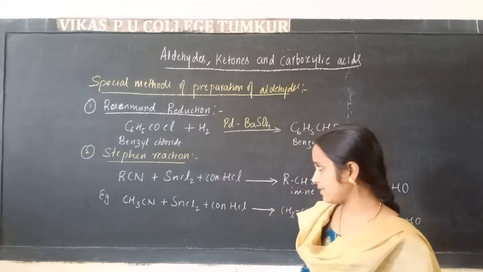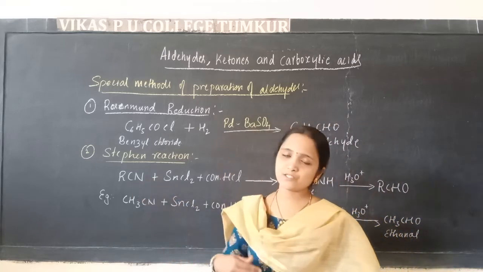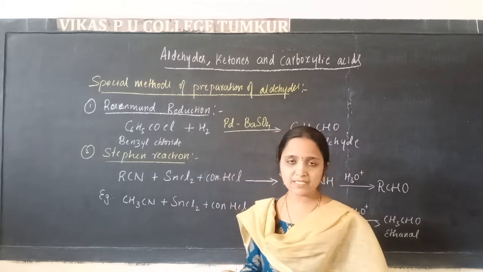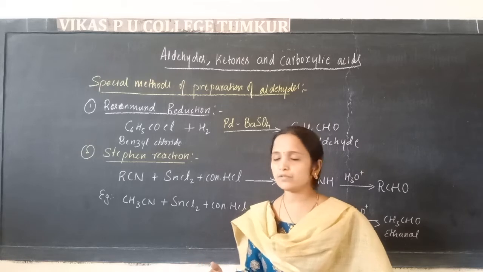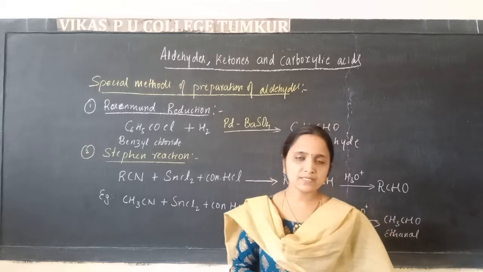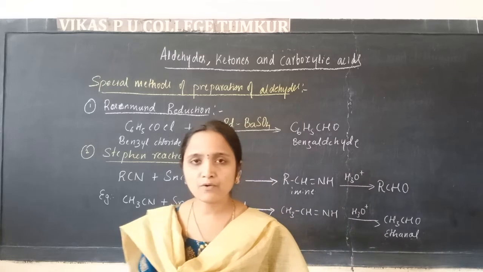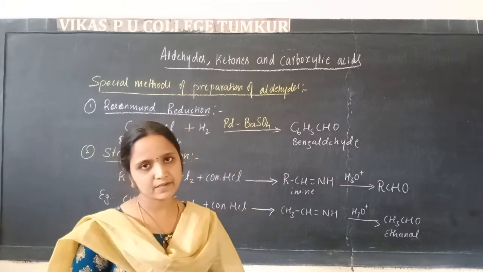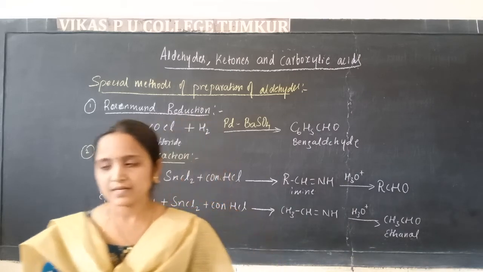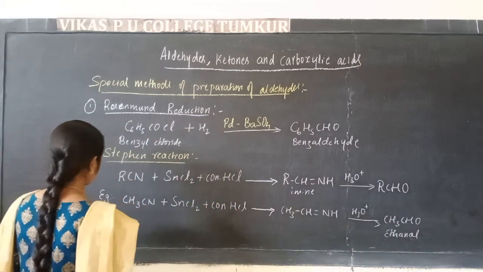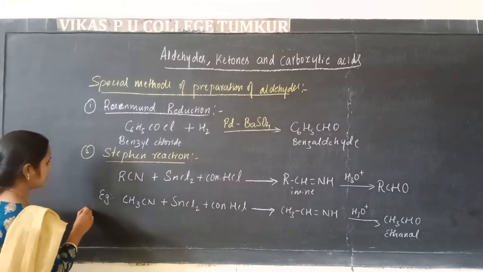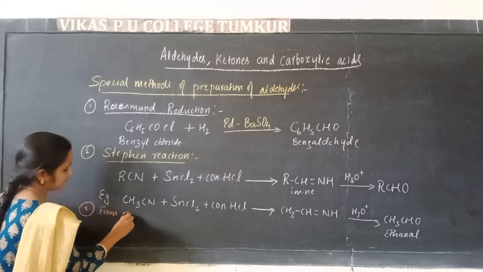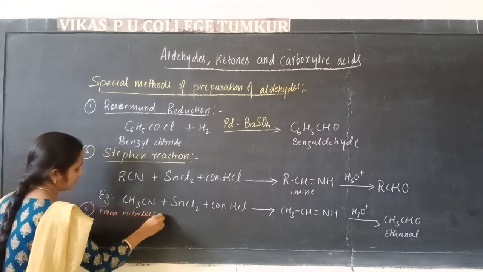Now we will take nitriles as the starting reactant. They can be converted by selective reduction using diisobutyl aluminum hydride as the reagent. We will get aldehydes. We'll see that reaction. This is the third method, from nitriles only.